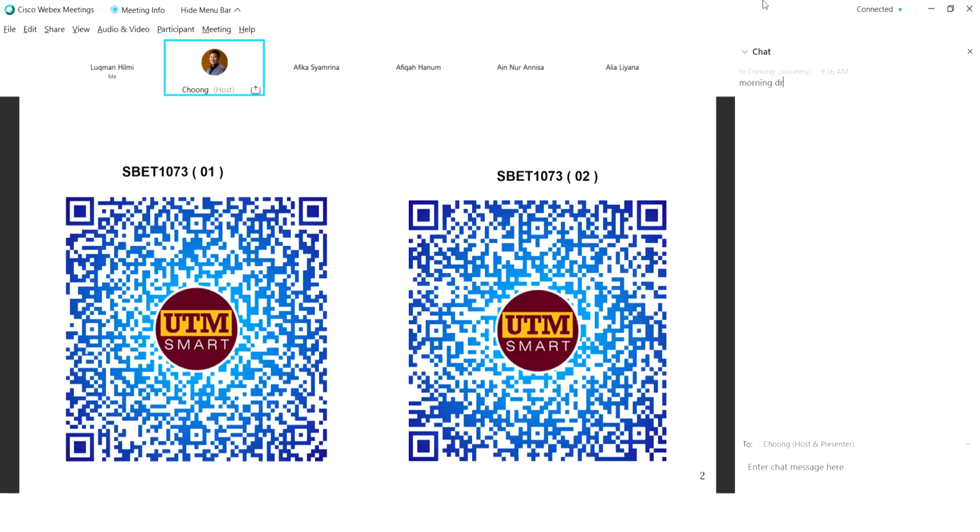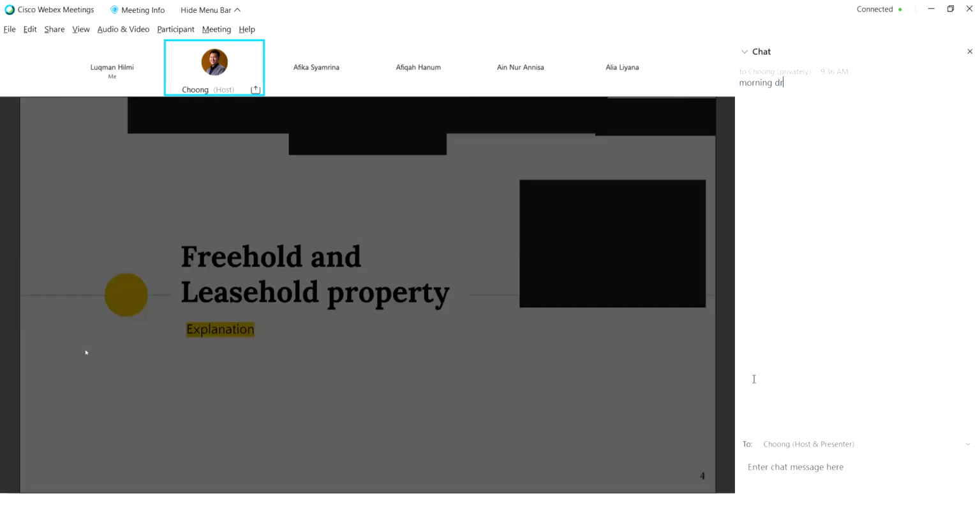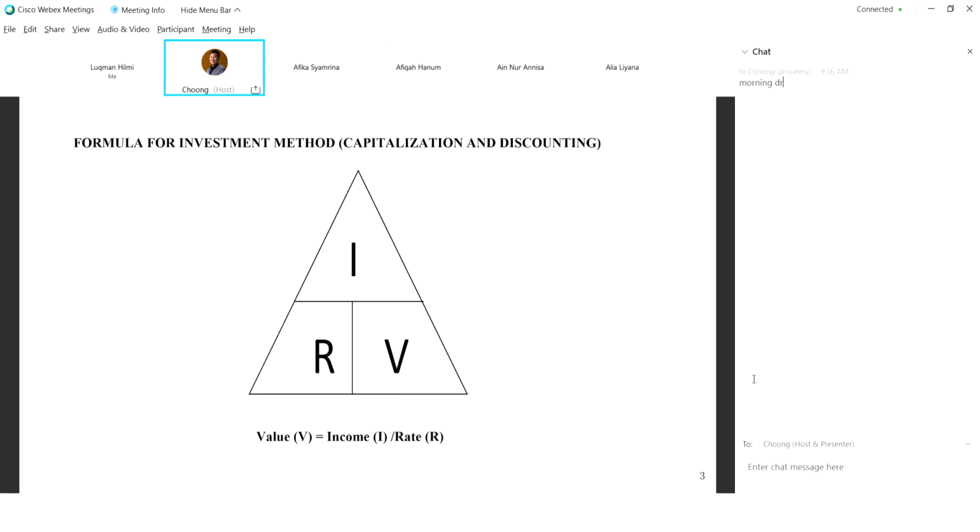So in the last two lectures, we have gone through many things. Again, this is the basic formula. Let's just refresh about what we have learned. This is the very basic formula in the investment methods that we always use. Valuations: the valuation value is equal to the income divided by the rate.